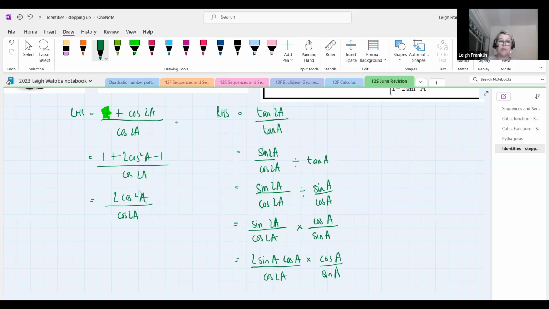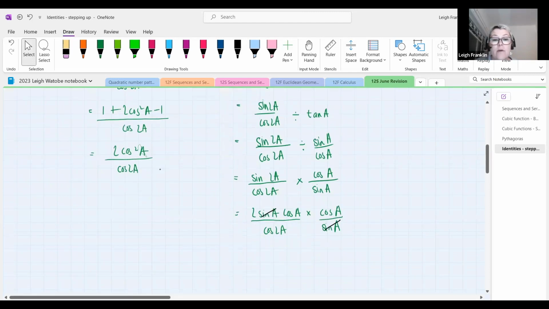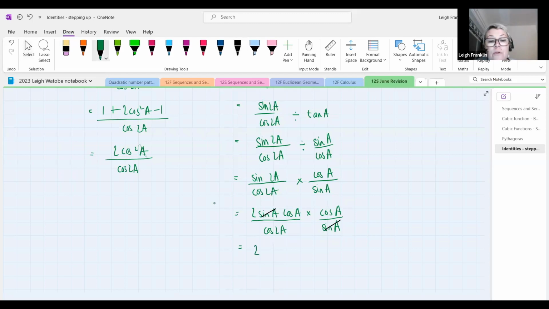And now that I've got to this point, now I can start canceling things. All right, so I can cancel because I don't have any pluses and minuses. So I'm not canceling over plus and minus signs. So I'm going to cross out that sine A at the top with that sine A at the bottom. Okay, that can cancel and look there. Okay, in my next step, after I've done that, I would end up with 2 cos squared A over cos 2A. All right, and now the left-hand side equals the right-hand side.